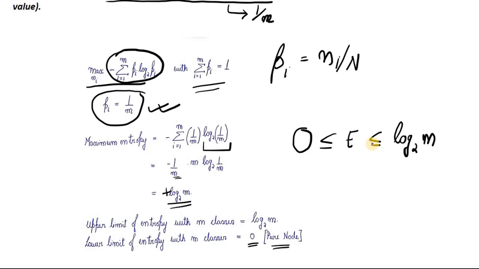Now if m was 2, like in case we had a binary classification problem, the log to the base 2 of m converts to 1. That's why we were having the range of entropy between 0 and 1, and that holds only for a binary classification problem. That won't be possible for any other number of classes. So if we have the value of m greater than 2, like 3, 4, 5, we will have a different value of upper bound and not 1.